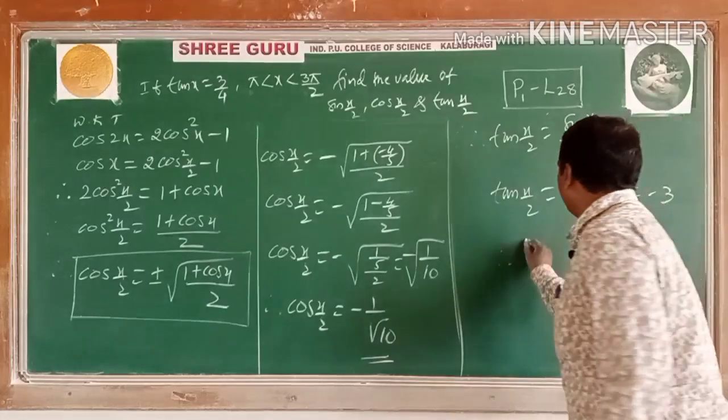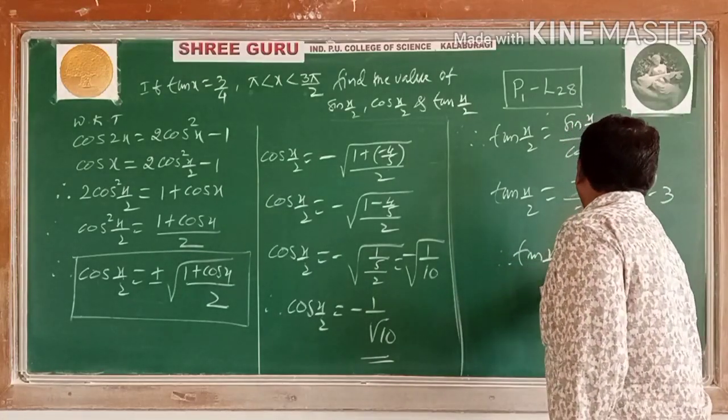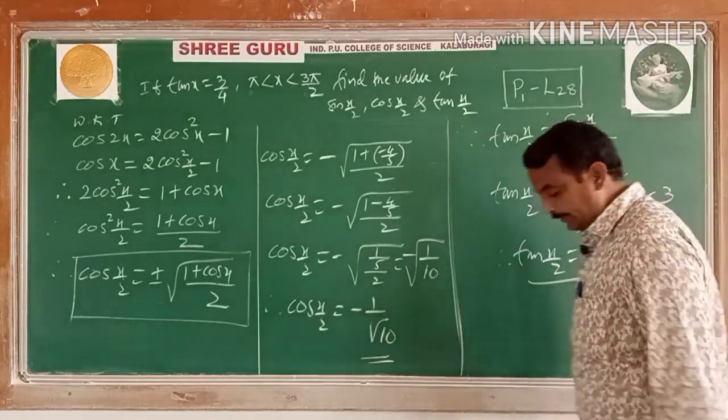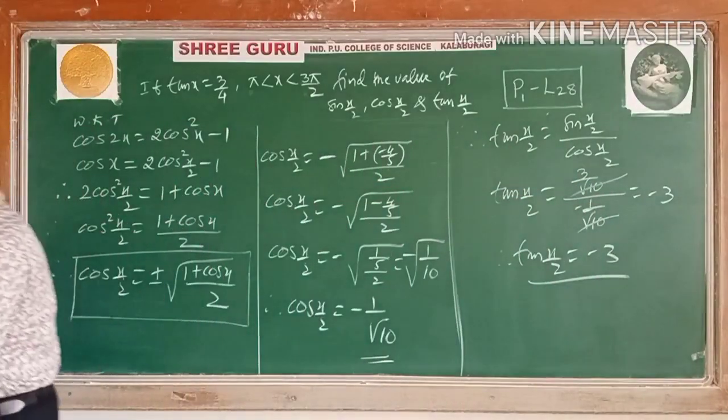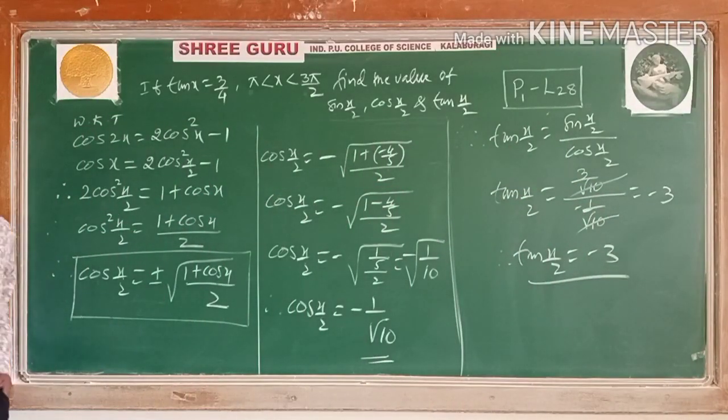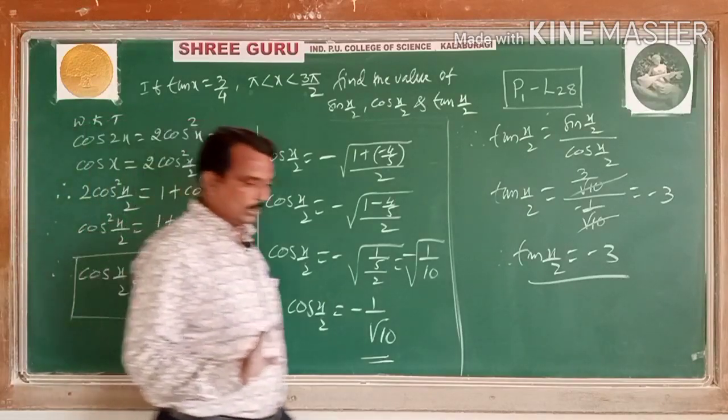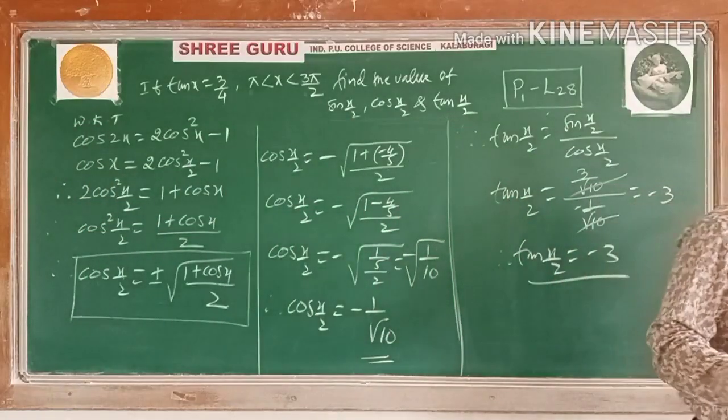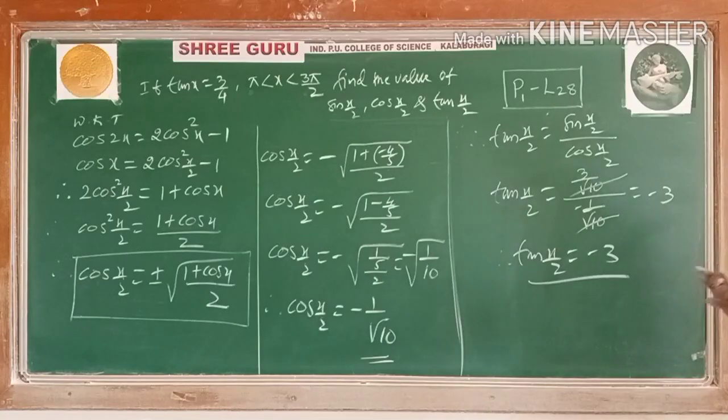So therefore tan x by 2 is equal to minus 3. This is, I think, clear to the students here. I hope it is clear to all of you. Sin x by 2, cos x by 2 and tan x by 2. Here, the thing is that you should remember the formulas.